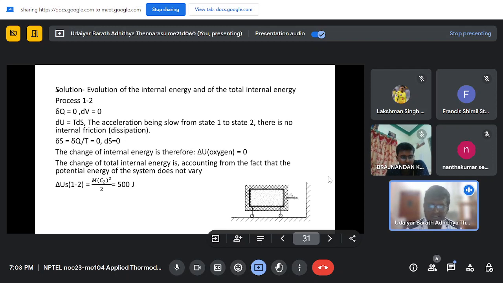There will be no change in internal energy. So during the first process, the delta U of the oxygen will be 0, but for the total internal energy, you are having a change in kinetic energy of the system. So the total internal energy will be the change in internal energy of the system plus the kinetic energy and potential energy. Being horizontal, potential energy is 0, but kinetic energy goes from 0 to C2, so mass into velocity square by 2.